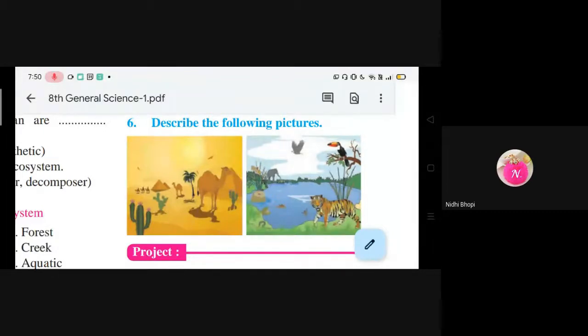Yes. In the second picture, the forest ecosystem is shown because we have seen elephant and tiger in the picture. Also, a giant hornbill is sitting on the tree. This forest must be tropical evergreen forest. The rainfall is heavy in such areas, and different types of wetlands can be seen in the forest.